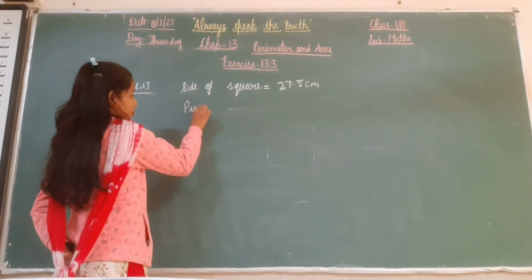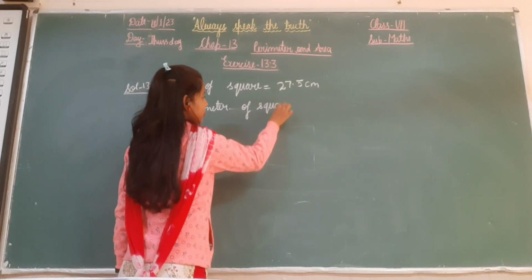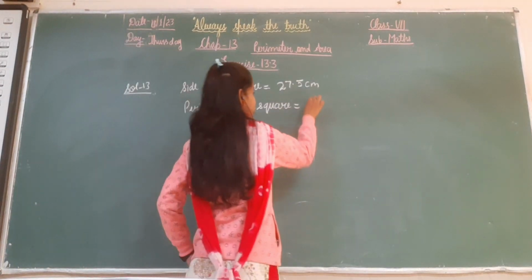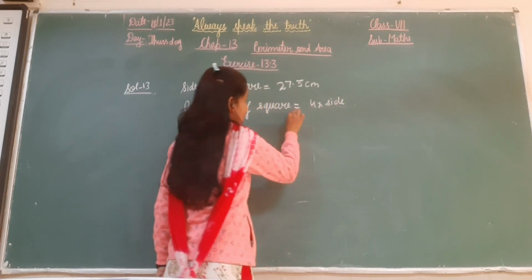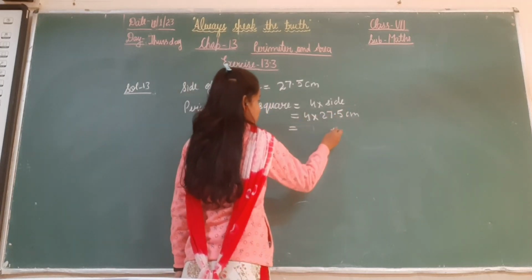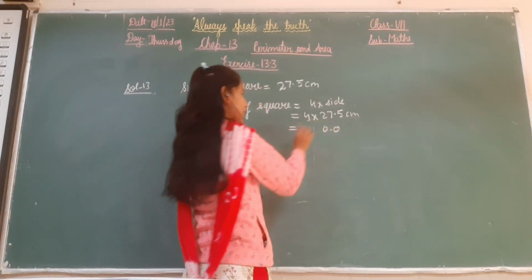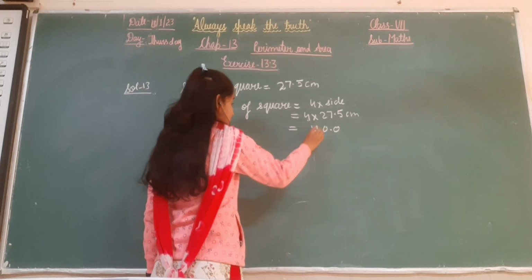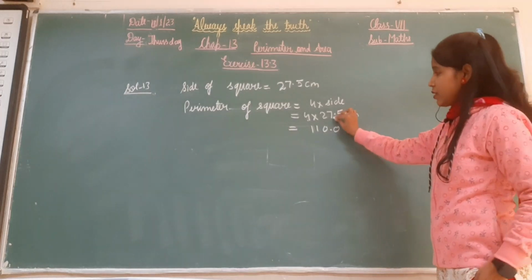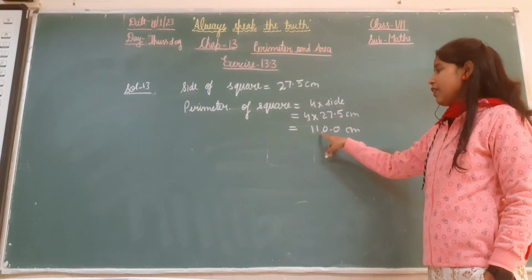So perimeter of a square is 4 into side, right? So we will write here 4 into side, and side is 27.5 centimeter. So it will be 4 5s are 20, 0 and 2 carry, 4 7s are 28, 29 and 1 is 30, 0 and 3 carry, 4 twos are 8, 9, 10, 11. That means 110 centimeter. Class, here the decimal is after 1 digit, so we will put the decimal after 1 digit. Okay. So the perimeter will be 110 centimeter.